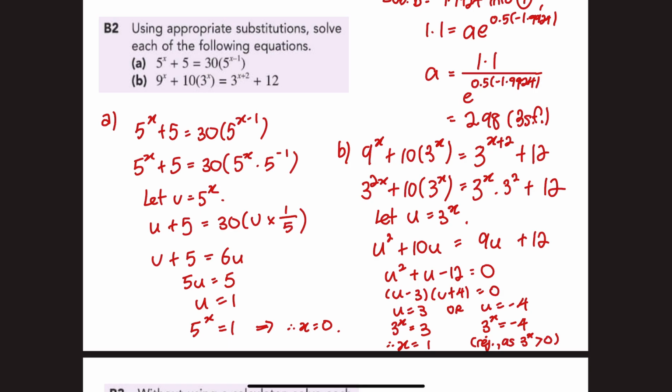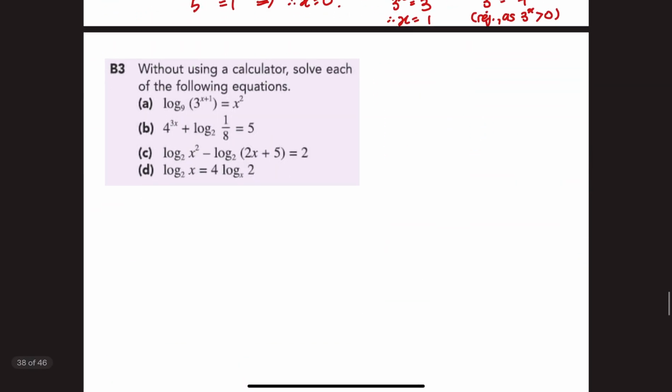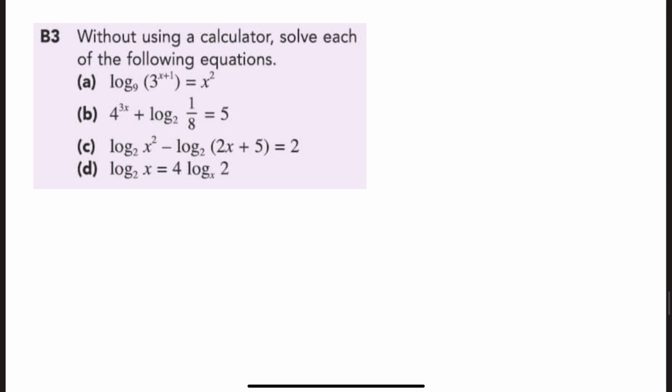Alright, now let's move on to question B3. Okay, B3 here. Without using a calculator, solve each of the following equations. Let's look at equation 1. Okay, equation 1 here. Log base 9 of 3 power x plus 1, the whole equals to x squared. What can I do? Okay, so over here, this is my logarithmic form.